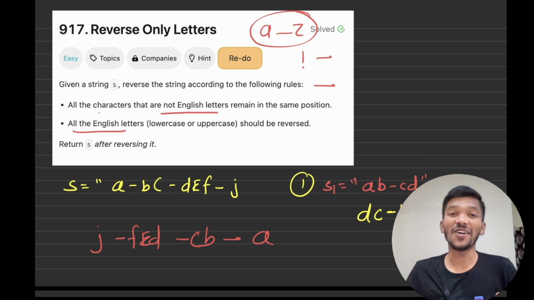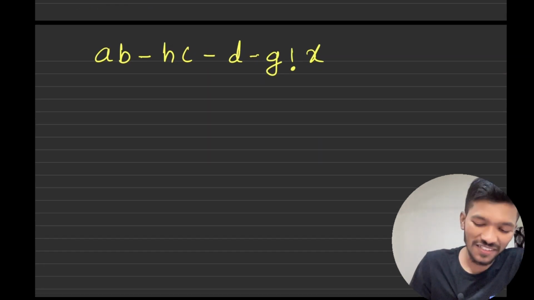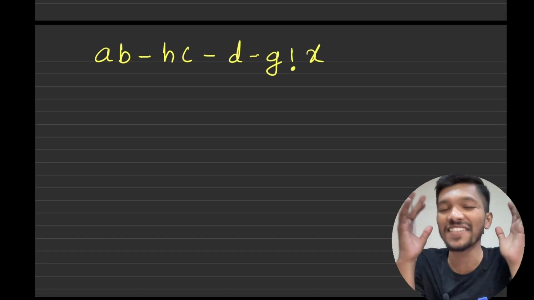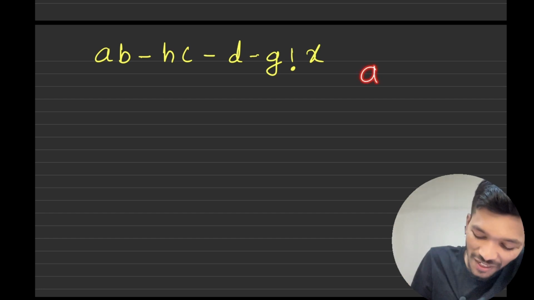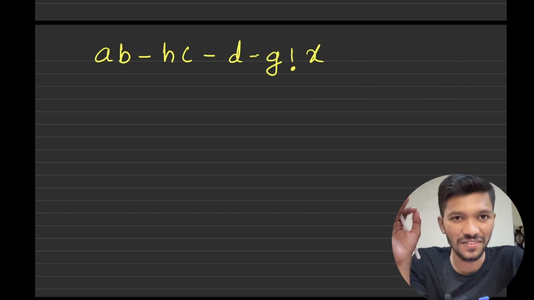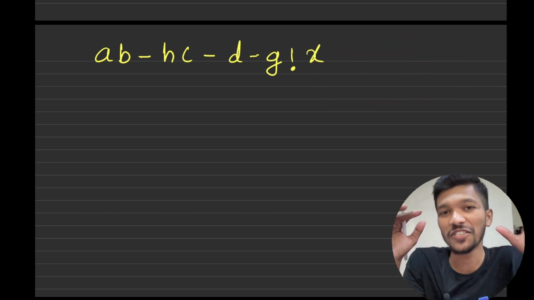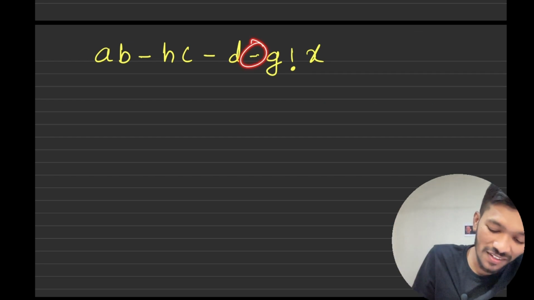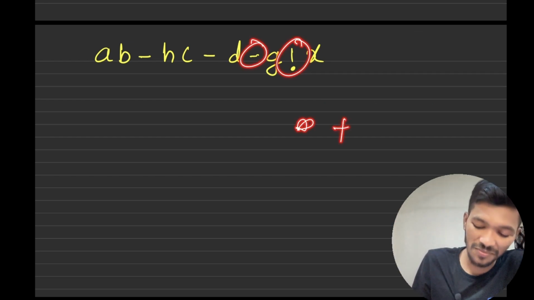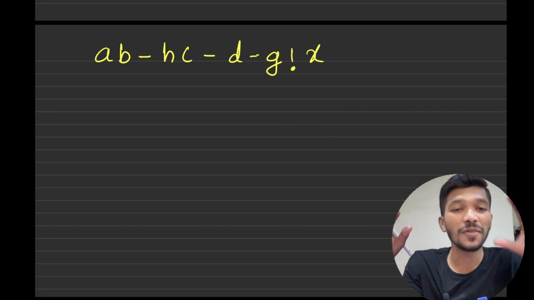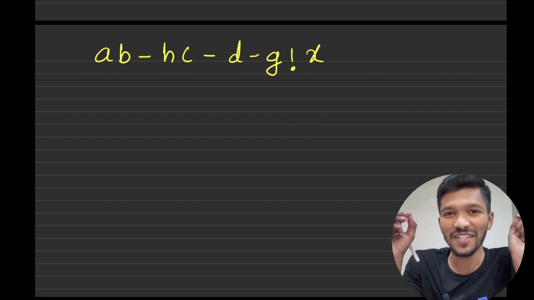Now let's check how we can solve this problem. The one thing to note here is that only the English letters, that is, the alphabets that lie from A to Z, will get reversed. And apart from that, whatever special characters we have, that is hyphen or exclamation mark, star, plus, minus, whatever you may call it, all the special symbols should remain as they are. So how can we approach this problem?